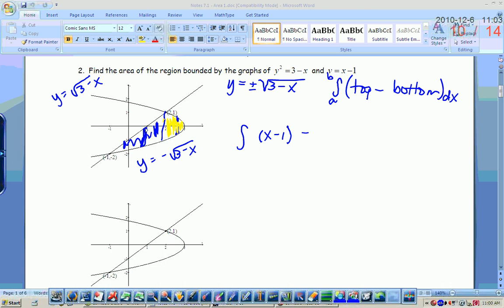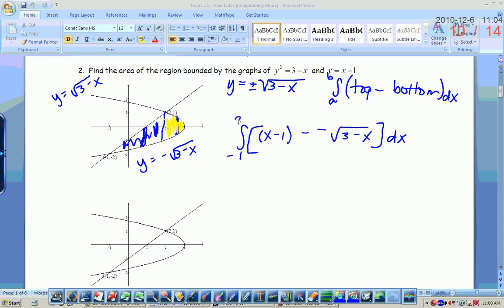So for the shaded blue region, my top curve is x minus 1. The bottom curve is negative square root of 3 minus x. Now, what would my limits of integration be? I want to go from the furthest left x value to the furthest right x value.